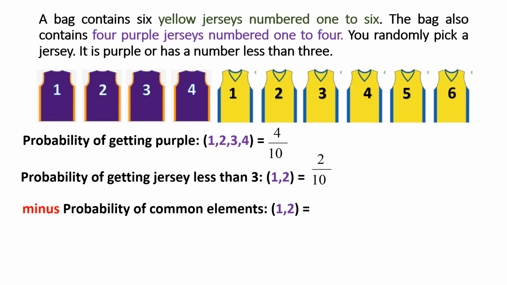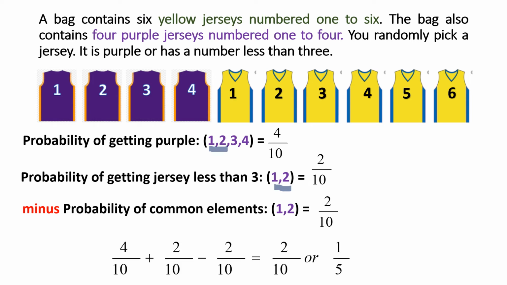Okay, minus natin yung probability of common elements. So, probability of common elements natin, kasi pareho silang may 1 and 2 at may 1 and 2. Ilan yun? Dalawa out of 10. So, ima-minus natin or ibabawas natin yan. So, we have 4 over 10 plus 2 over 10 minus 2 over 10 is equal to 2 over 10 or 1/5. Now, bakit kailangang tanggalin? Kasi may elements na umulit. Kaya natin binabawas.